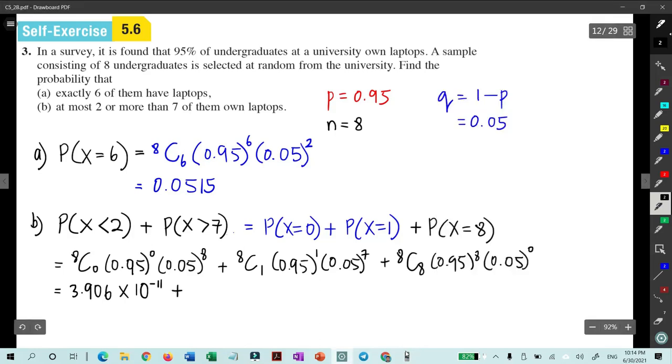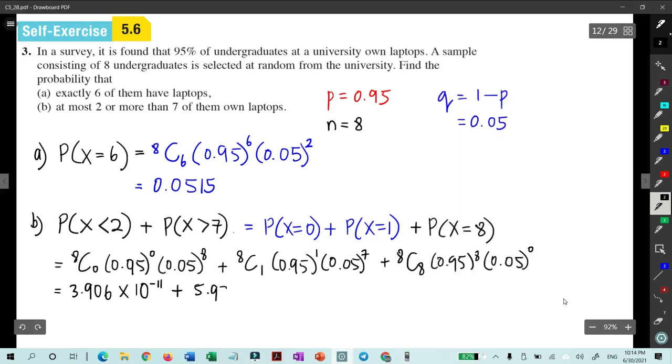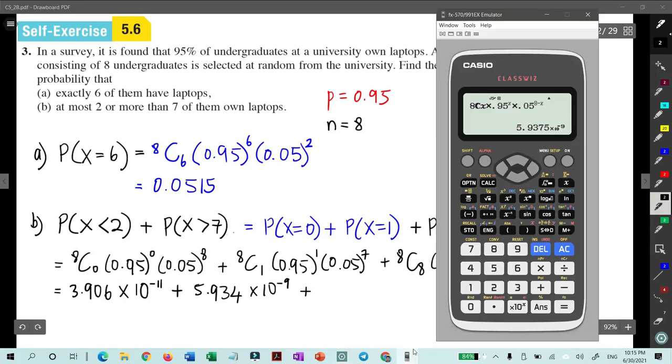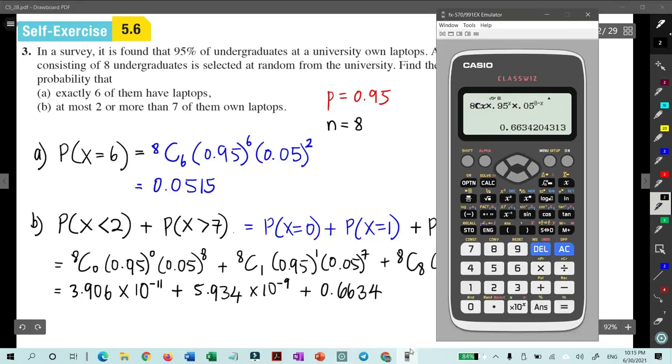Plus, I press equals to again, and this time I'm going to substitute x with 1, and the value that we get is 5.934 times 10 to the power of negative 9. Plus, I press equals to, and this time I substitute x with 8. What we get here is 0.6634. Let's sum up all these three values.